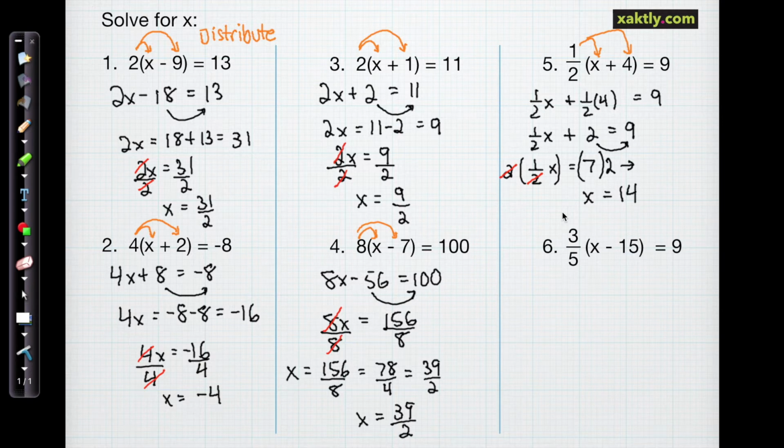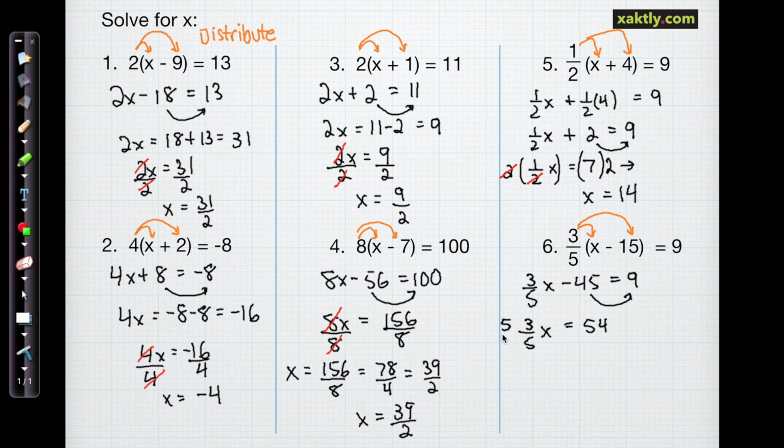And the last one, the 3/5 multiplies the x and the negative 15. So we have 3/5 x minus 3/5 times negative 15. And, looks like I messed that up, right? I forgot to put the 5 in the denominator of the 45. So I'm going to let you work out the rest of that one. Notice where my mistake is.